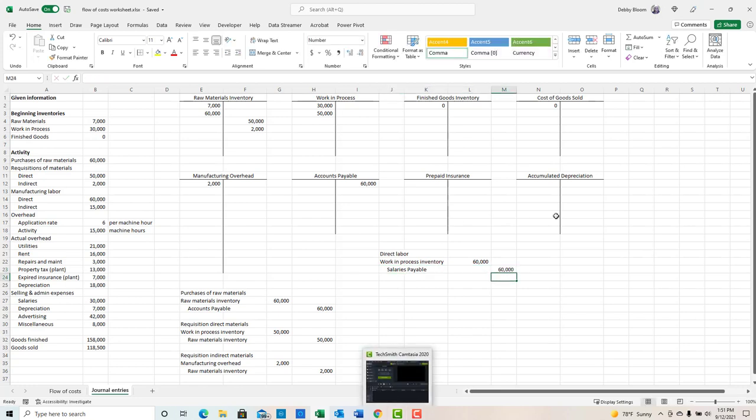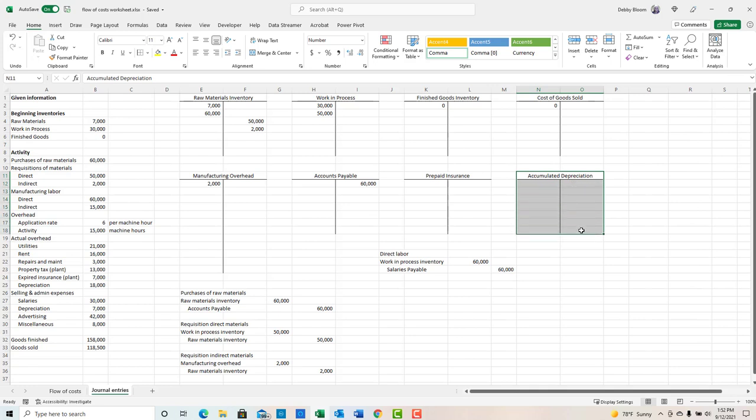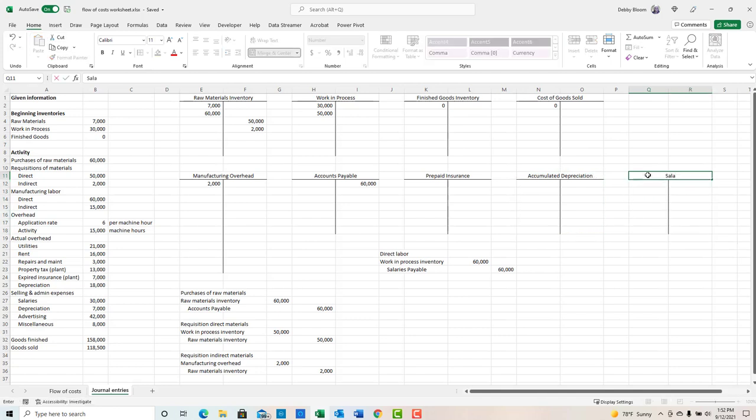I don't have a T account up for salaries payable. I can put another one up. I thought I had all of my accounts up. So we have another account here for salaries payable, and we have 60,000 on the credit side.